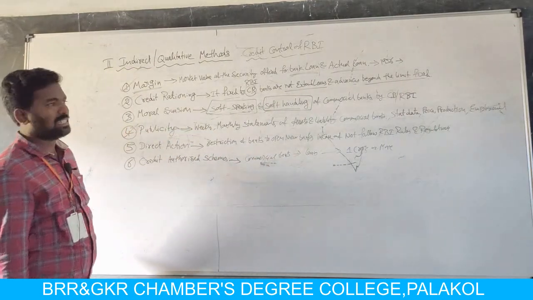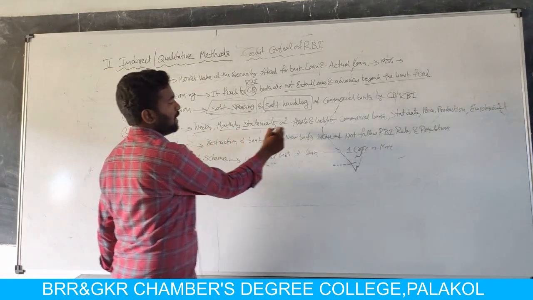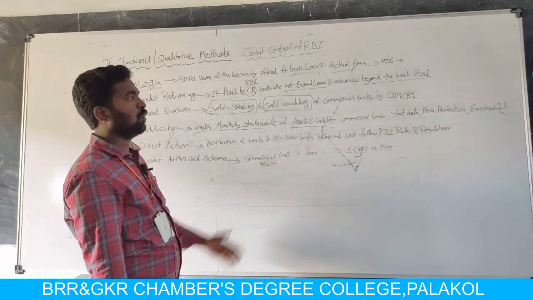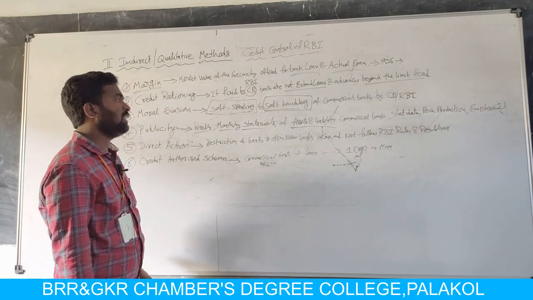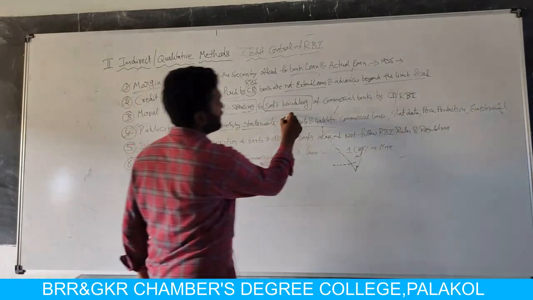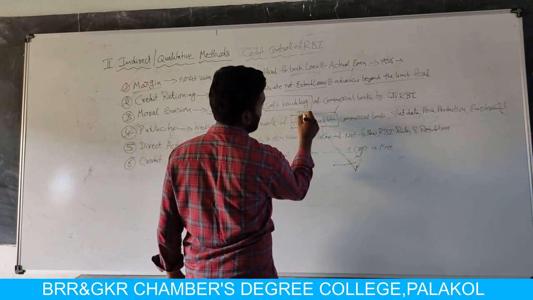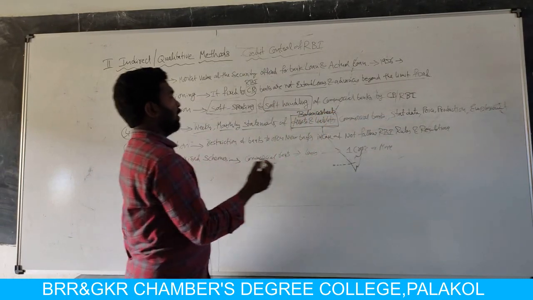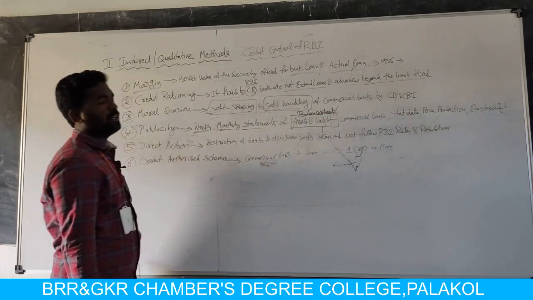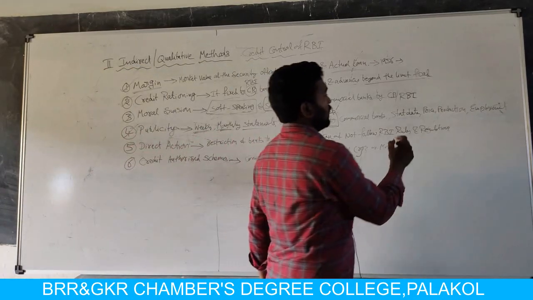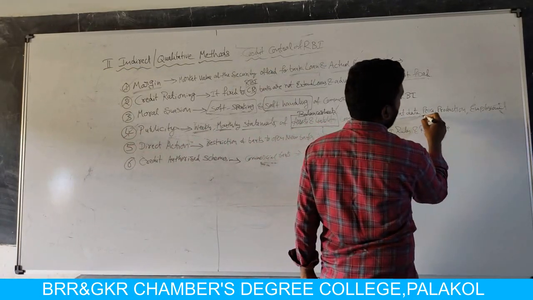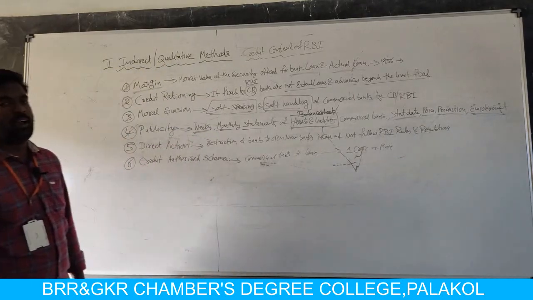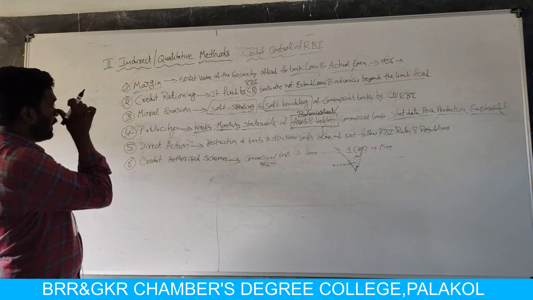Then fourth one, publicity. Weekly and monthly statements of assets and liabilities are taken from commercial banks. Each and every commercial bank submits their assets and liabilities, which means the balance sheet, weekly and monthly, to the RBI, and also statistical data: price, production, employment. These four things are information given to the RBI. Okay, this is called the publicity method.